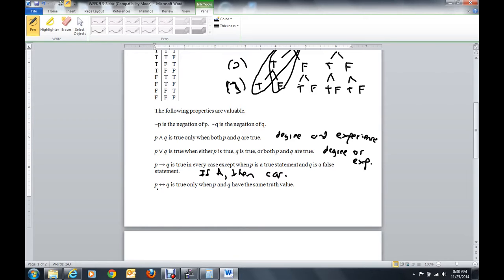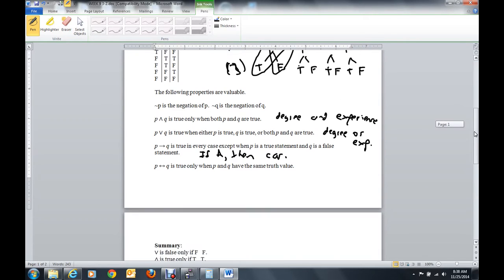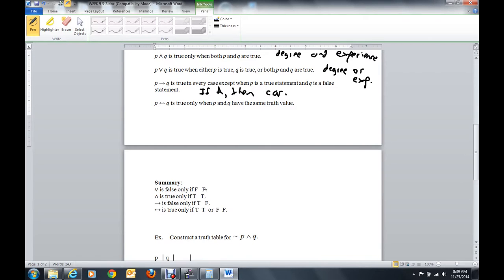Now, if and only if, P if and only if Q, this one is pretty much easy to remember if you just know that if P and Q have the same truth values, then it's always true. So none of this may make any sense, so I'm going to condense it for you with this summary.